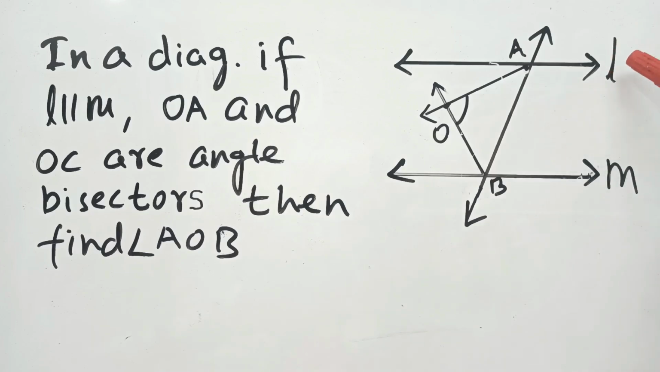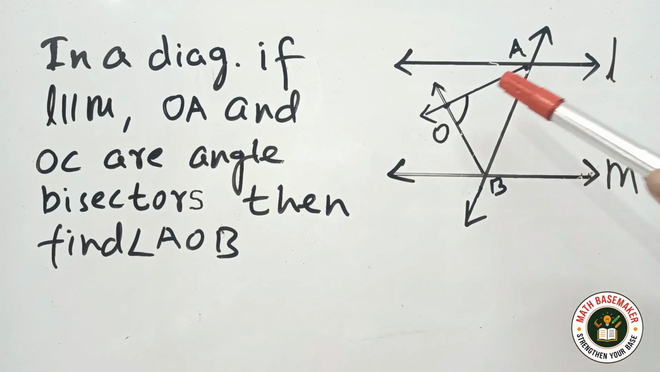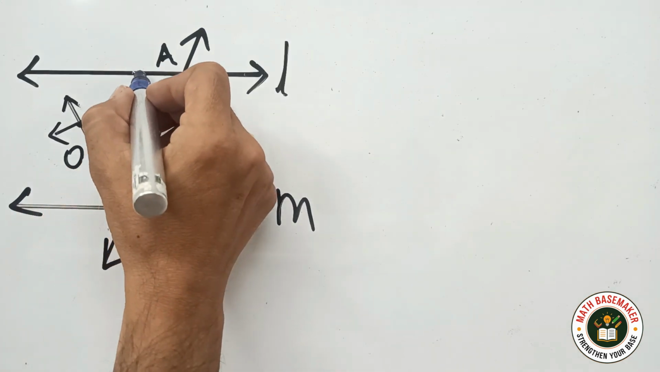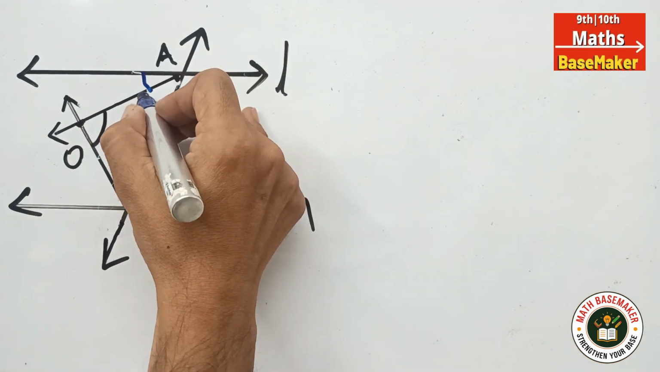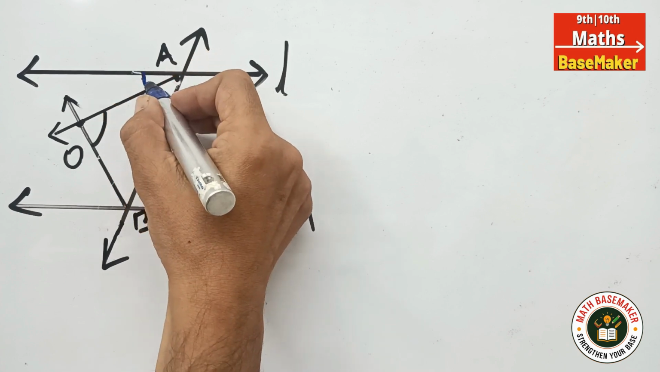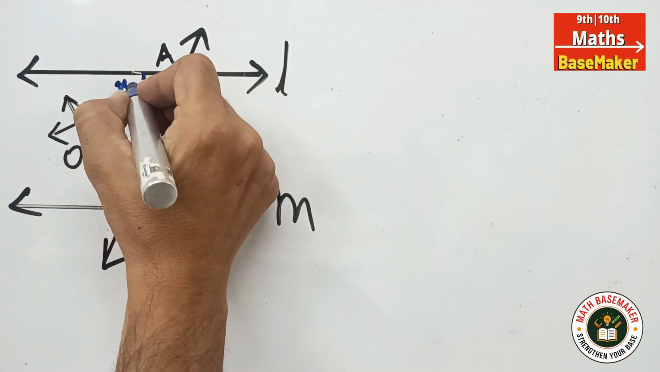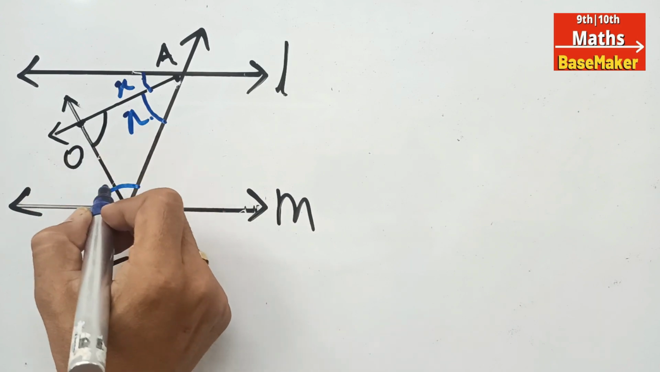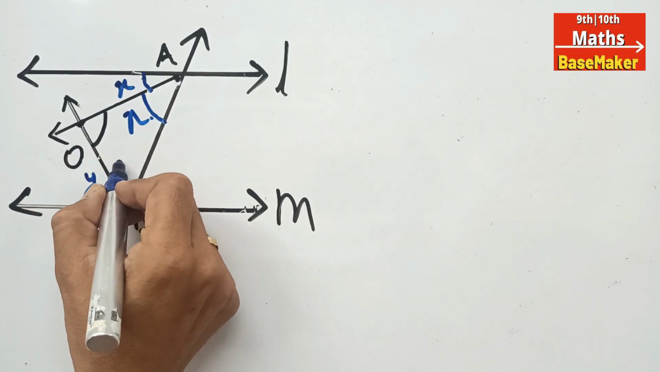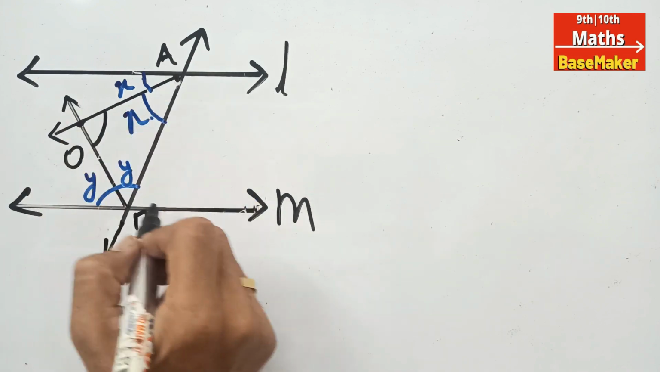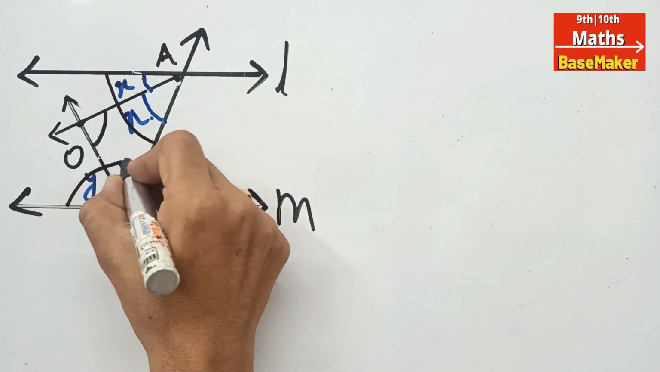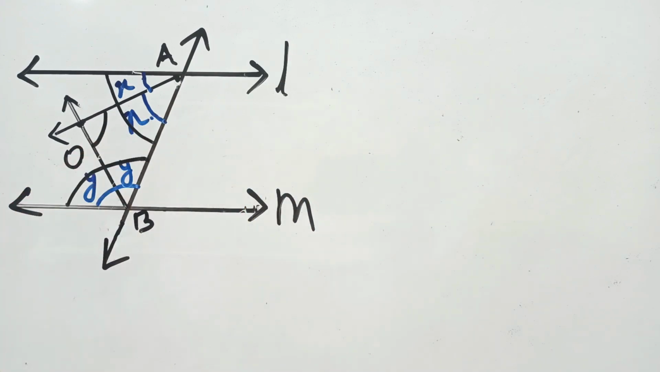In a diagram, if lines L and M are parallel to each other and OA and OB are angle bisectors, then find the angle AOB. Focus on the diagram students. OA and OB are angle bisectors, so it means these two angles are equal. So let us suppose that each is x, and in a similar way OB is also an angle bisector, so let us suppose each is y. L and M are parallel, therefore these two angles sum will be 180, the sum of the co-interior opposite angles.